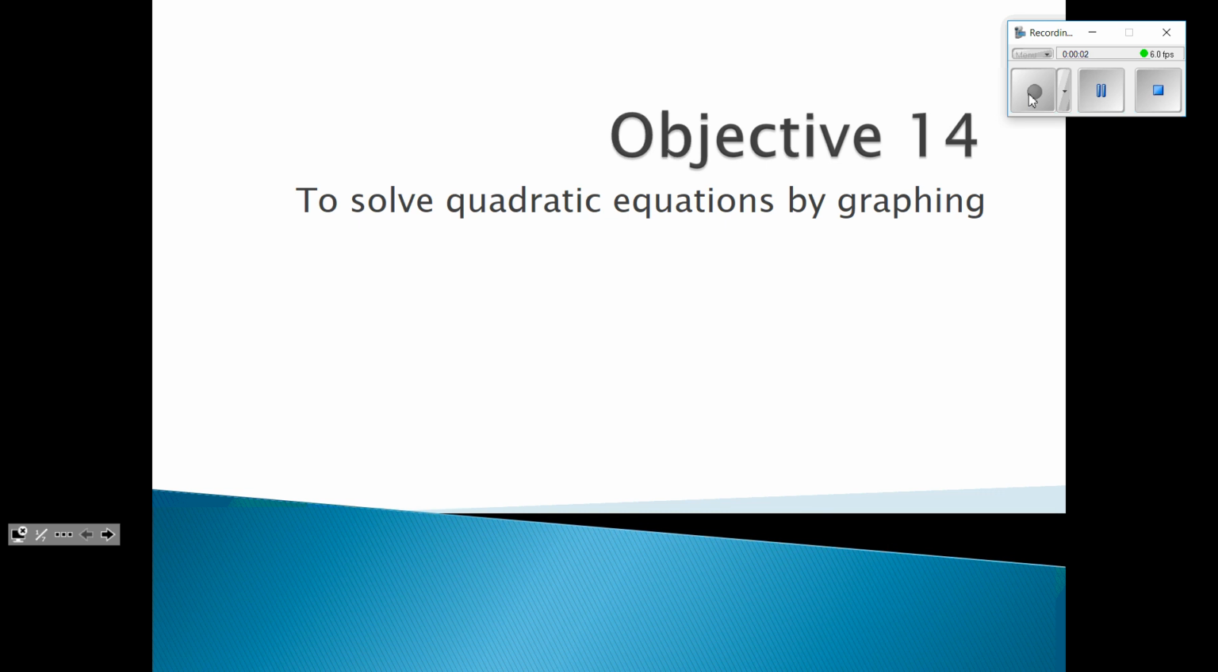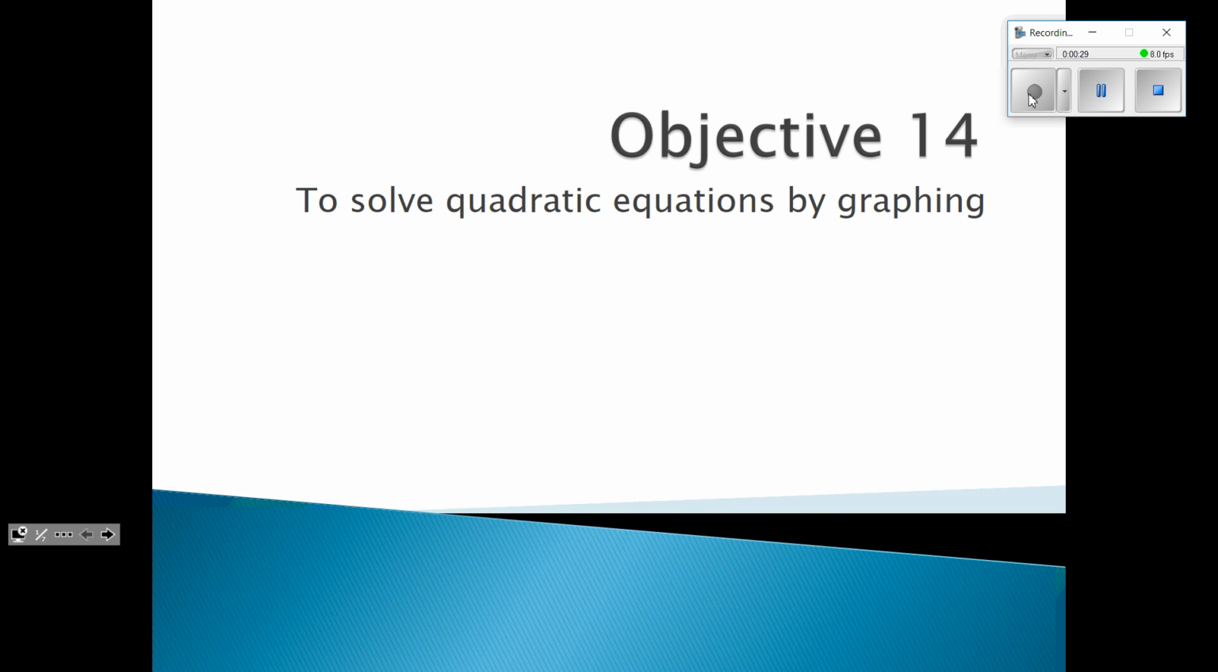Today we are going to do Objective 14. We are going to solve quadratic equations by graphing. We're actually going to learn 4 different ways to solve quadratic equations. The first way is by graphing, then we're going to solve by factoring, we're also going to solve by using the quadratic formula, and we're also going to learn completing the square as well.